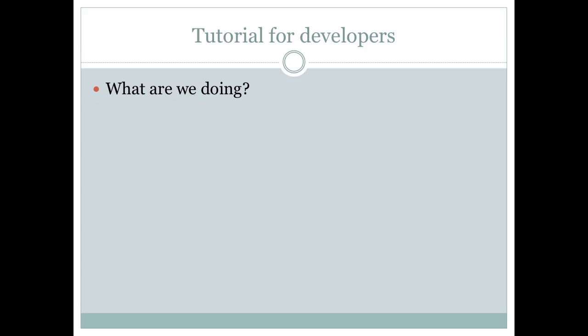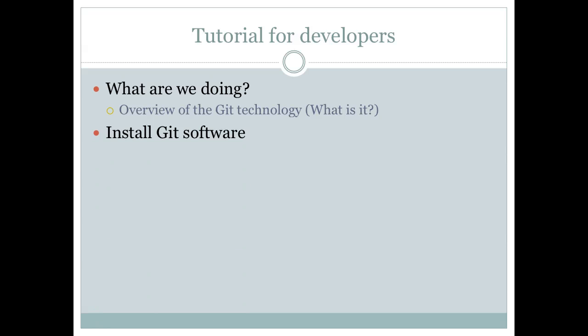So what are we covering today? We're going to be going over a brief overview of the Git technology. Then we will do an installation on the Git client, which will give us a command line application called Git Bash. Just to let you know, there is a Windows GUI application that we will be covering in part 2 of the video tutorial series.